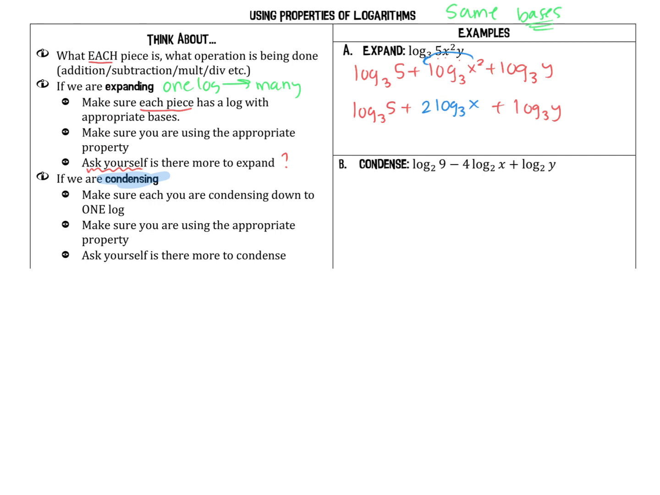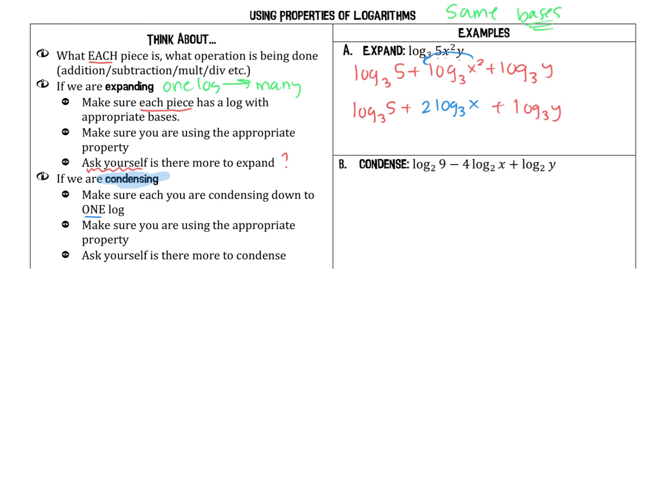All right, condensing. Same basic idea. Make sure that we're doing the opposite of what we were doing before. We are trying to get down to just one log, and make sure that you're only doing that with things that have the same base. Make sure you're applying the property correctly. Now we're going to go from subtraction to division, from addition to multiplication, and then always ask yourself, is there more that I can condense? Is there a term in front that can be moved to be an exponent? We want to condense as much as we possibly can.